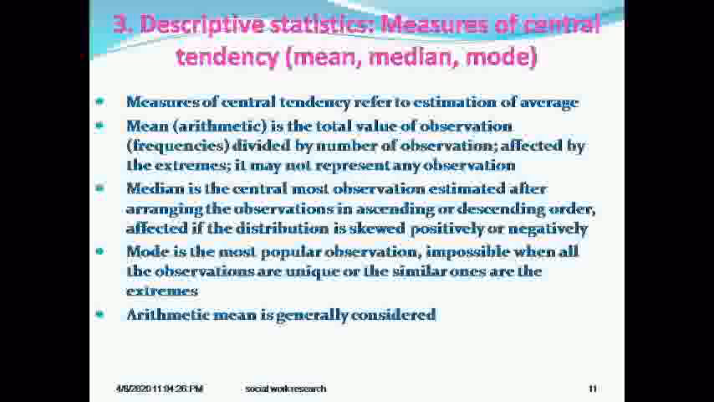The third average is called mode. Mode is the most popular observation, and the disadvantage is that it is impossible when all the observations are unique or the similar ones are the extremes. Even if there are three types of averages, arithmetic mean is generally considered for statistical analysis.